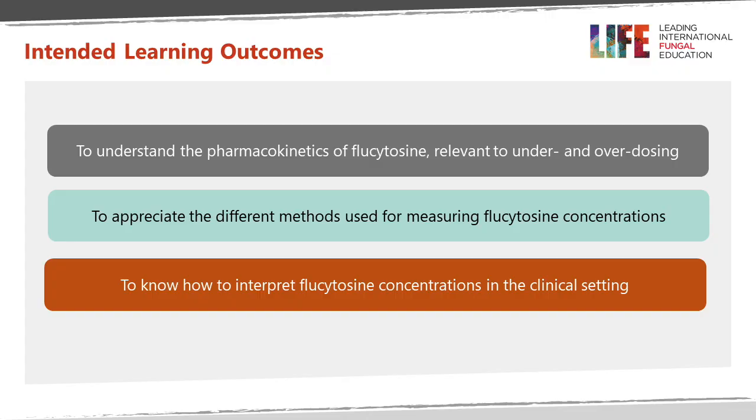So our intended learning outcomes today are to understand the pharmacology and pharmacokinetics of flucytosine, particularly relevant to under and overdosing, to appreciate the different methods that you can use for measuring flucytosine, and to know how to interpret those levels in the clinical setting.